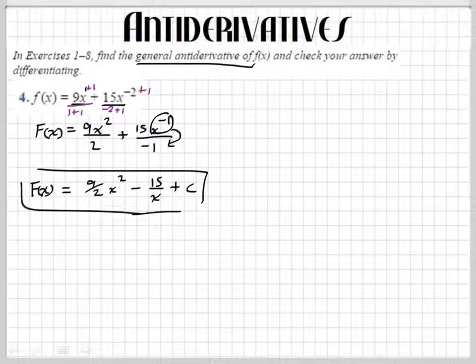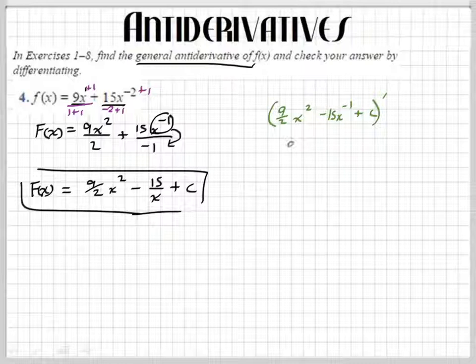So let's take the derivative of that. So we're going to take 9 over 2 x to the second minus 15 over x plus c, and actually I'm going to go ahead and rewrite this back to the way we had it. It would be 15x to the negative 1. So if we're taking the derivative of this, we would multiply this 2 to the 9 over 2, which would give us a 9, and then we would take 1 away from the 2, which would give us a 1. We'd multiply this negative 1 to the negative 15, to make it a positive 15.